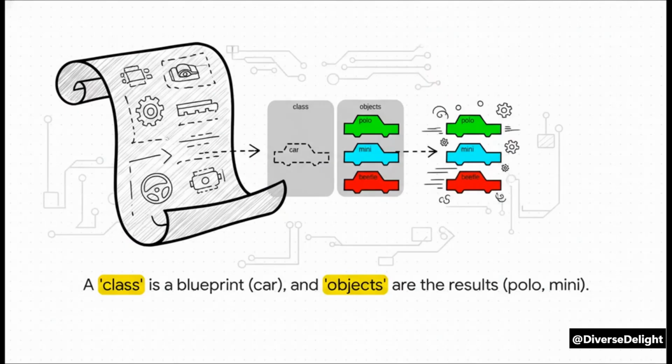You know, here's probably the best analogy to understand this. A class is like a blueprint for a car. It defines what a car is. You know, it has wheels, an engine, a color. Then, you use that blueprint to build the actual objects, a green Polo, a blue Mini, a red Beetle. Each one is a unique car, but they all follow that same fundamental blueprint.